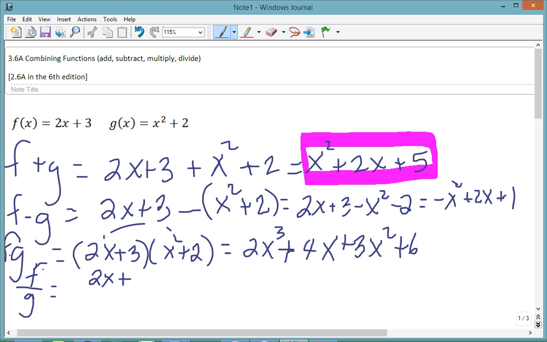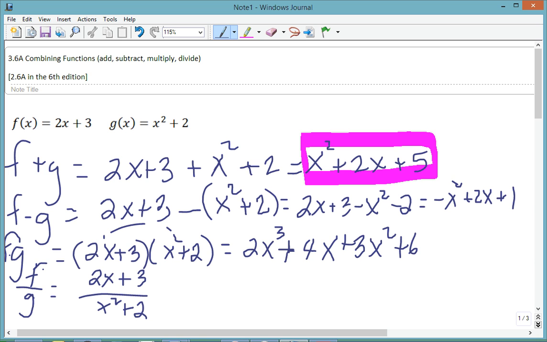So let's talk for a minute about the domain of this new function. Obviously the two functions both have to exist. You can't just have one or the other. So we can take the intersection of the domains. The only thing in addition to that is on the division one, the denominator can't be 0.